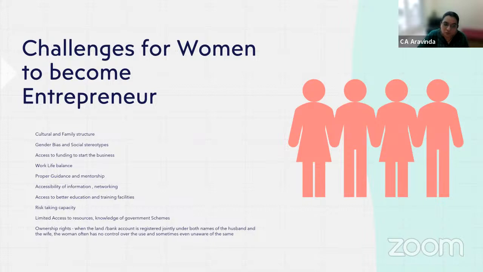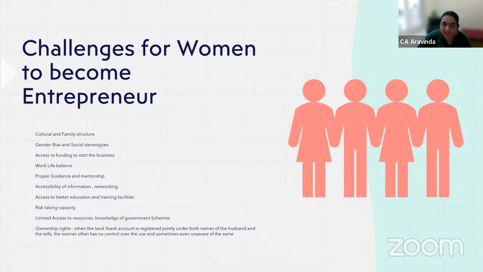Gender bias and social stereotypes. Gone are the days when women were restricted only to the home. Even today, in many areas women are competing with men in all areas. Nowadays women are also allowed in the army and everywhere. Even Sunita Williams is an example. Another challenge is access to funding to start the business.